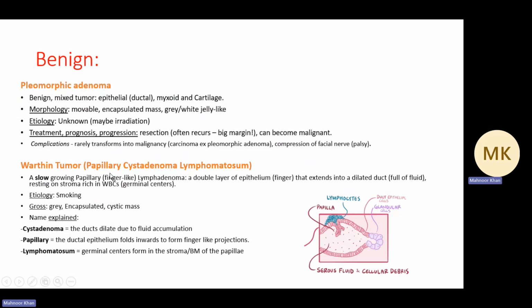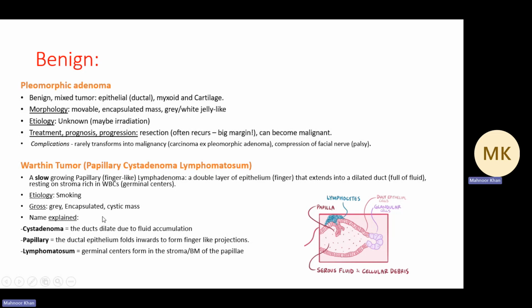It contains a double layer of papillary epithelium, finger-like projections, which extend into a dilated duct full of fluid, and it has a rich stroma consisting of lymphocytes, WBCs. Your tumor is basically not this. It's actually that the lymphocytes are a reaction to the benign proliferation of the epithelium, the ductal epithelium.